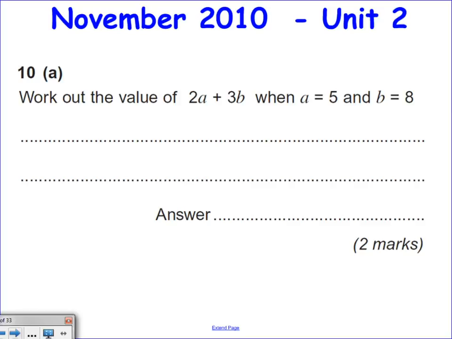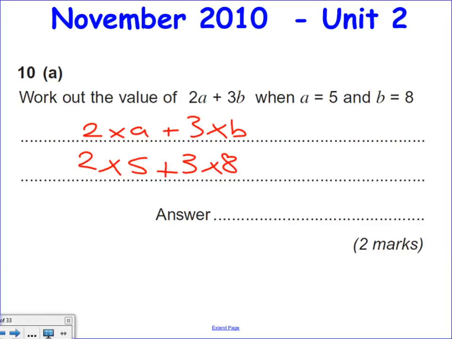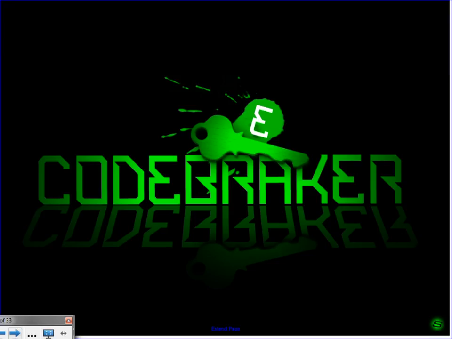So, let's do this quite quick then. So what does 2a plus 3b mean? 2 times A plus 3 times B. Good. And then when I stick my numbers in, I end up with 2 times 5 plus 3 times 8. And then when I do the maths, 10 plus 24, 34. Everyone get that? Yep.